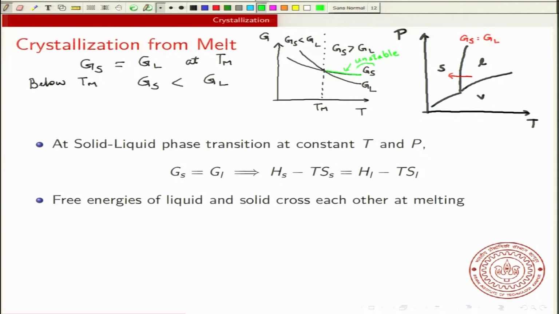So, the solid in this region above the melting temperature is just a hypothetical state. What we mean really is that if you had a solid at this temperature, then its free energy would be greater than that for a liquid. Similarly, the liquid at this state is a hypothetical state. Okay, so that is also unstable. So what you again mean is that if you had a liquid below the melting temperature, its free energy would be higher.